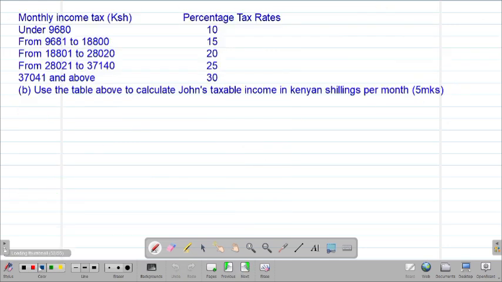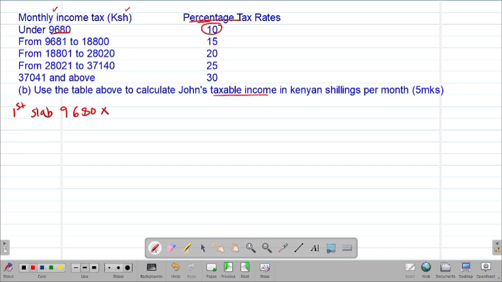Then part B of the question, we are given the table, which is monthly in Kenya shillings. Then the tax rate is percentage. We are told to use the table above to calculate John's taxable income in Kenya shillings per month. So of course, we'll start with the first slab as we check with the gross tax. The first bracket will be given by the first amount here, which is 9,680, multiplied by the tax rate, which is 10%.